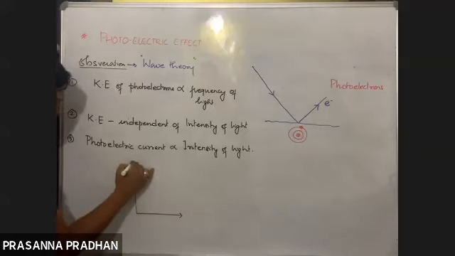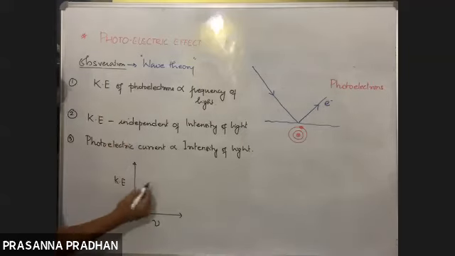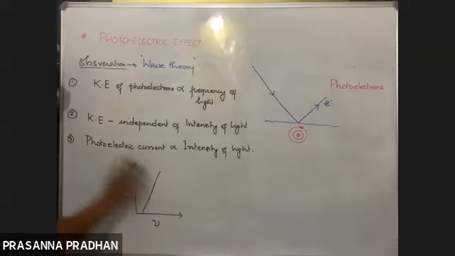So what am I going to do? I'm going to plot kinetic energy versus frequency. These are directly proportional, so it will be a straight line. It does not pass through the origin. I'll explain why it does not pass through the origin.